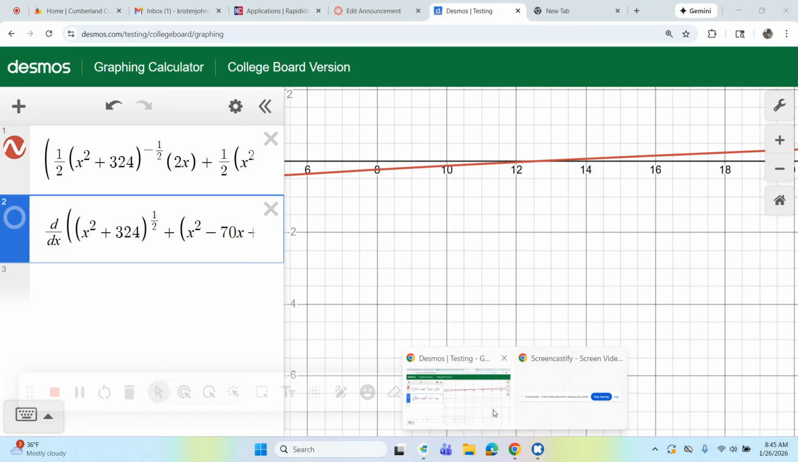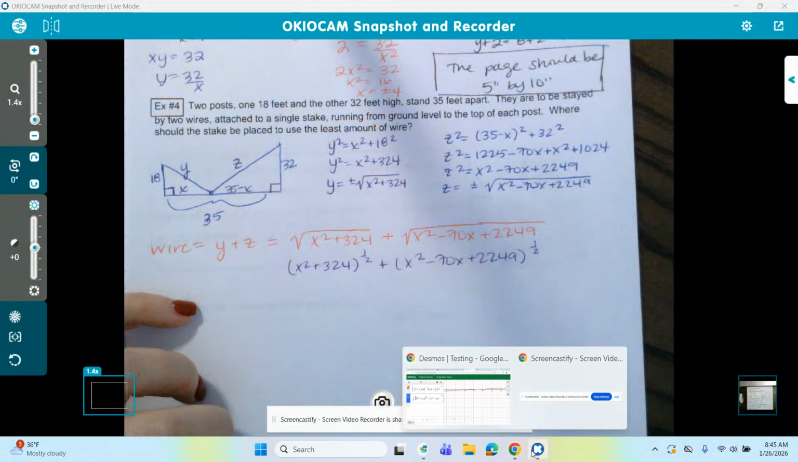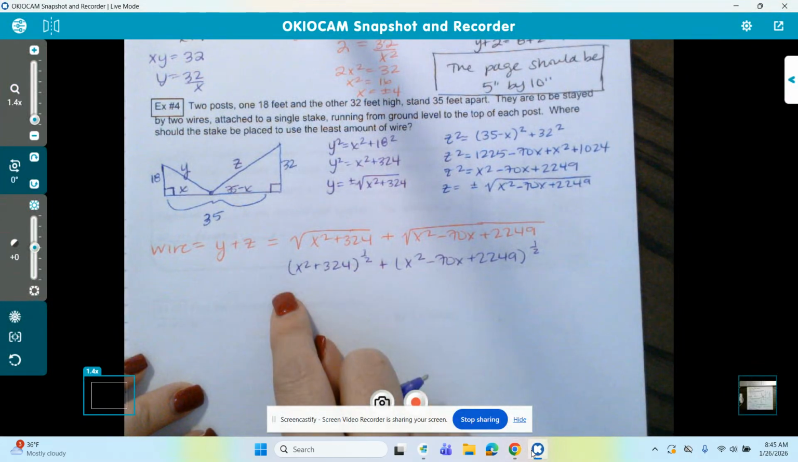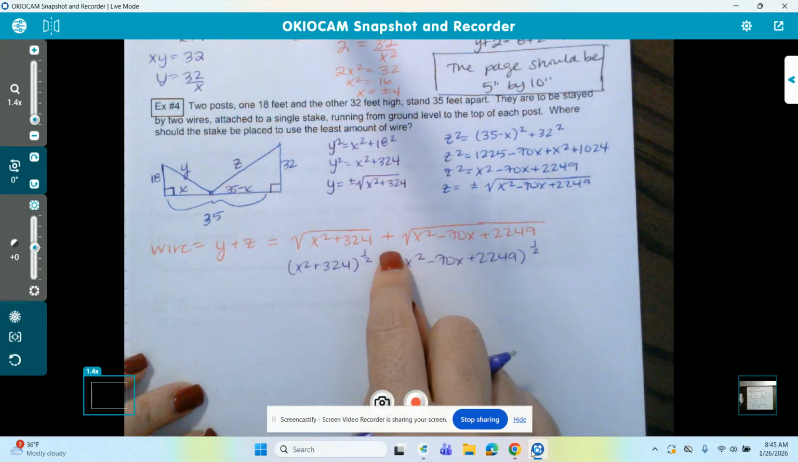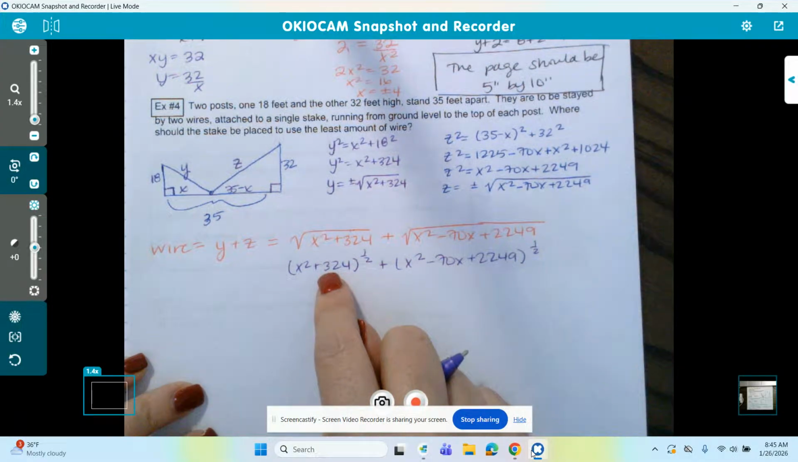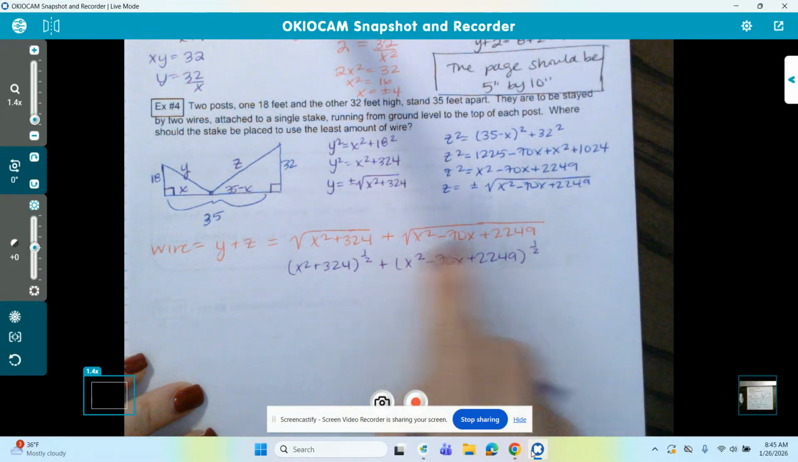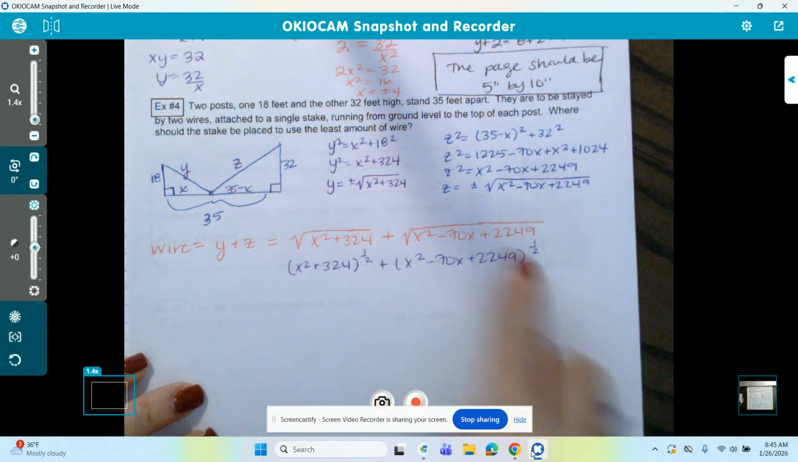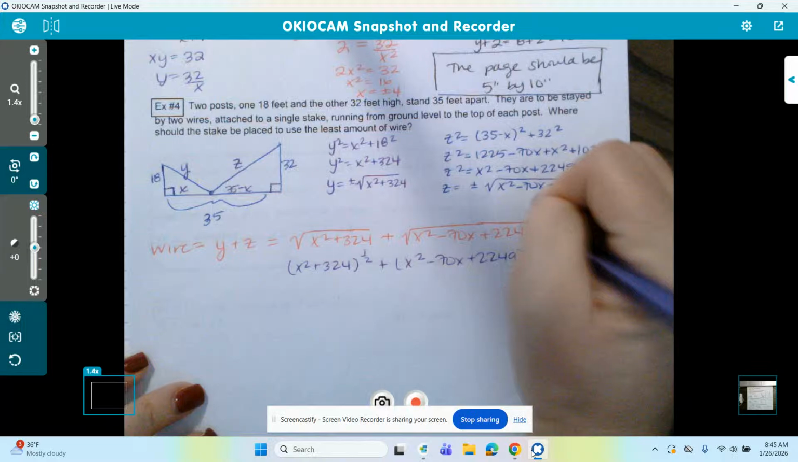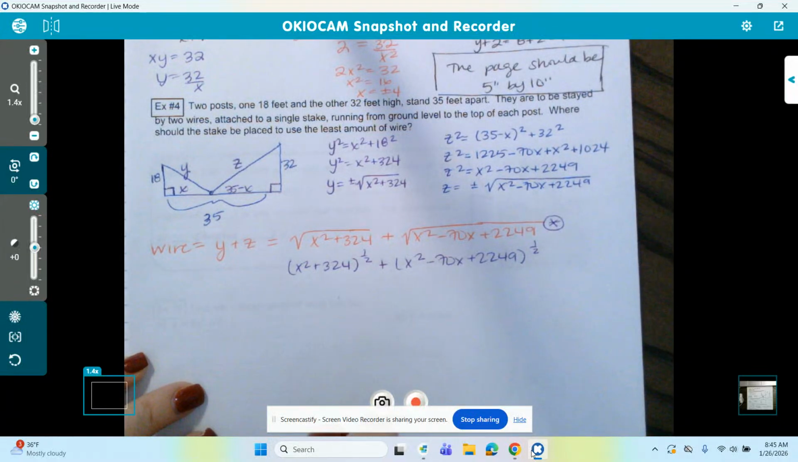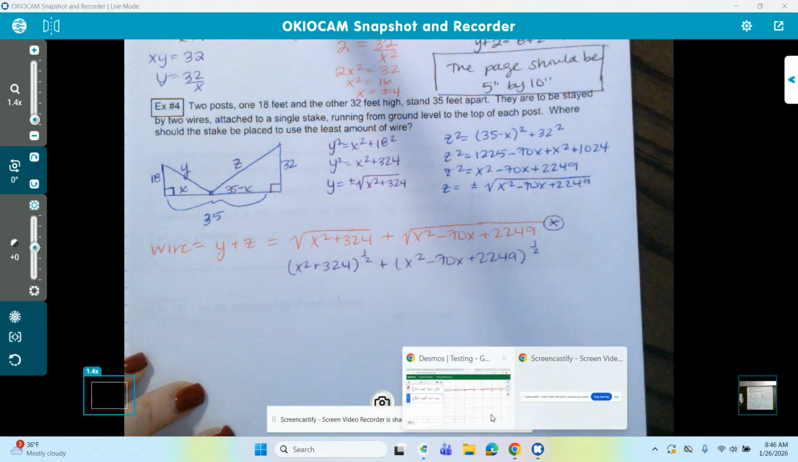The top equation is where I went ahead and took the derivative. In other words, I pulled the 1/2 down and made that to the negative 1/2 power. I did the chain rule, so we're multiplying times 2x. Pulled this down, made that a negative 1/2 power. That gives me 2x minus 70. So all of that work, you could have literally gotten to here and typed that in using Desmos. Let me show you that.